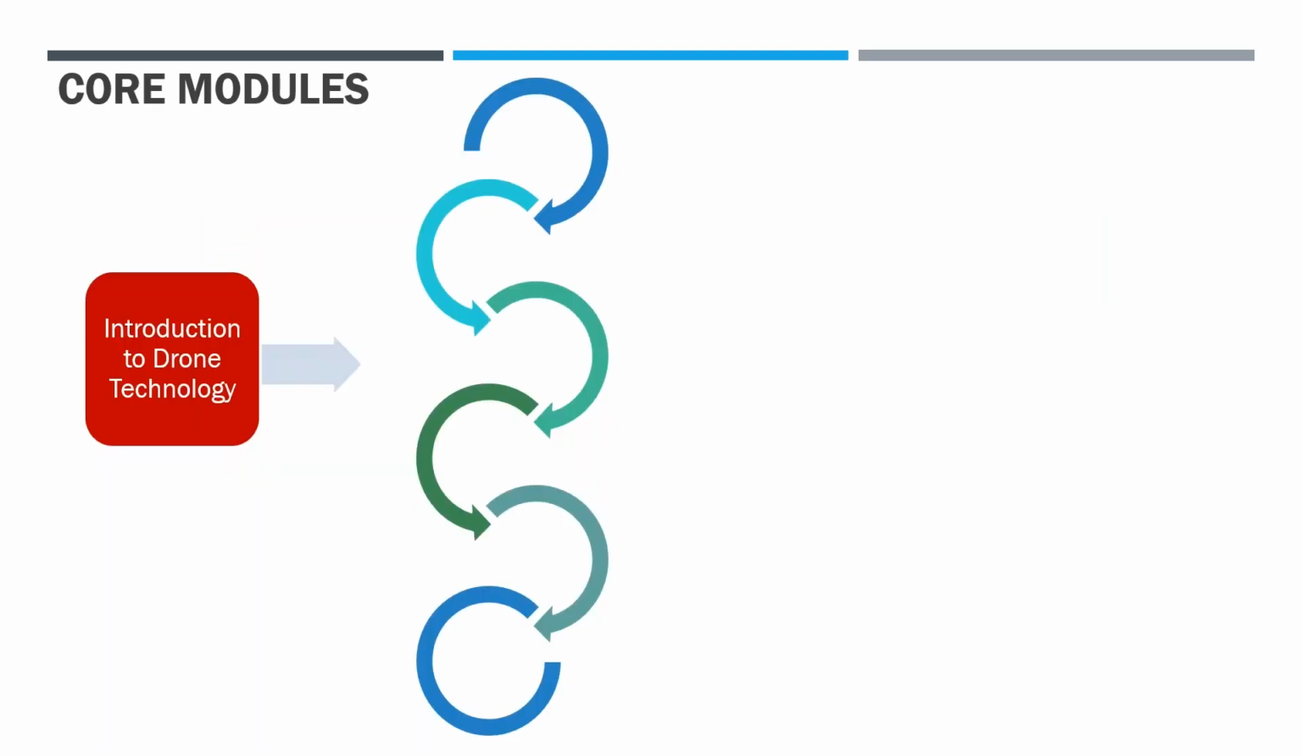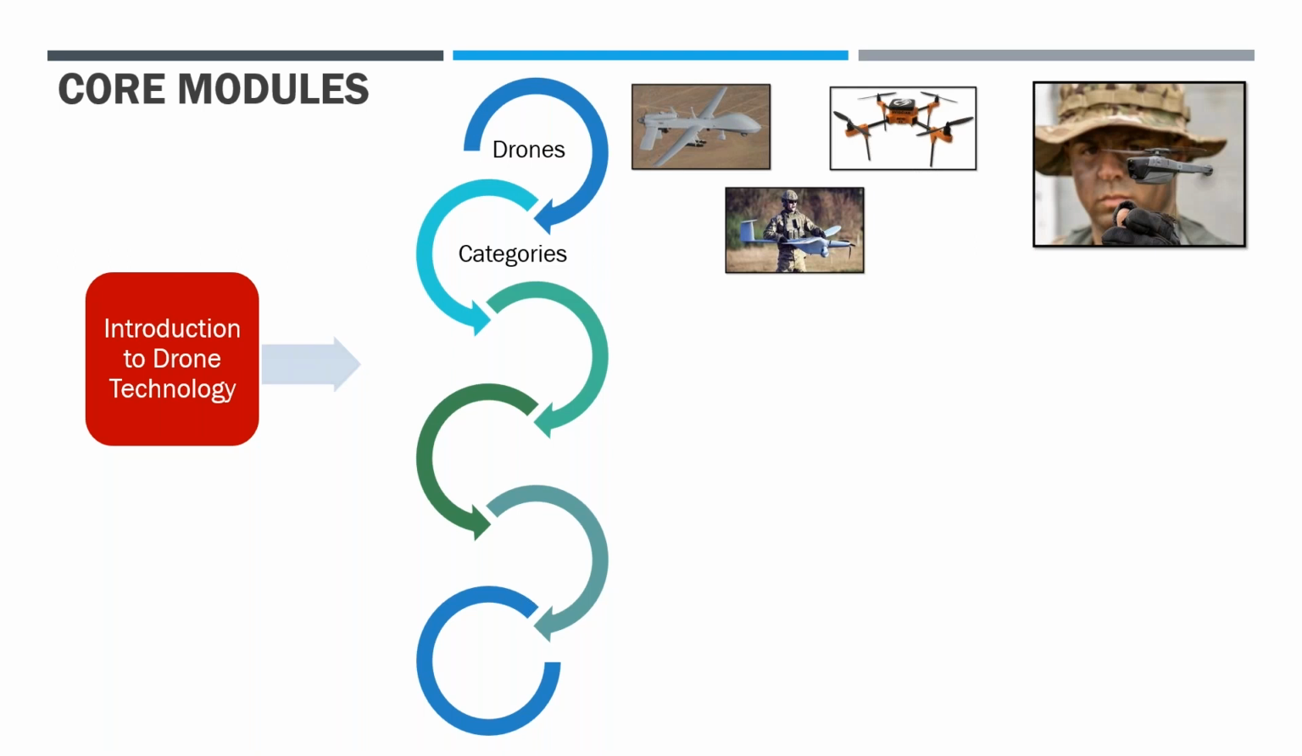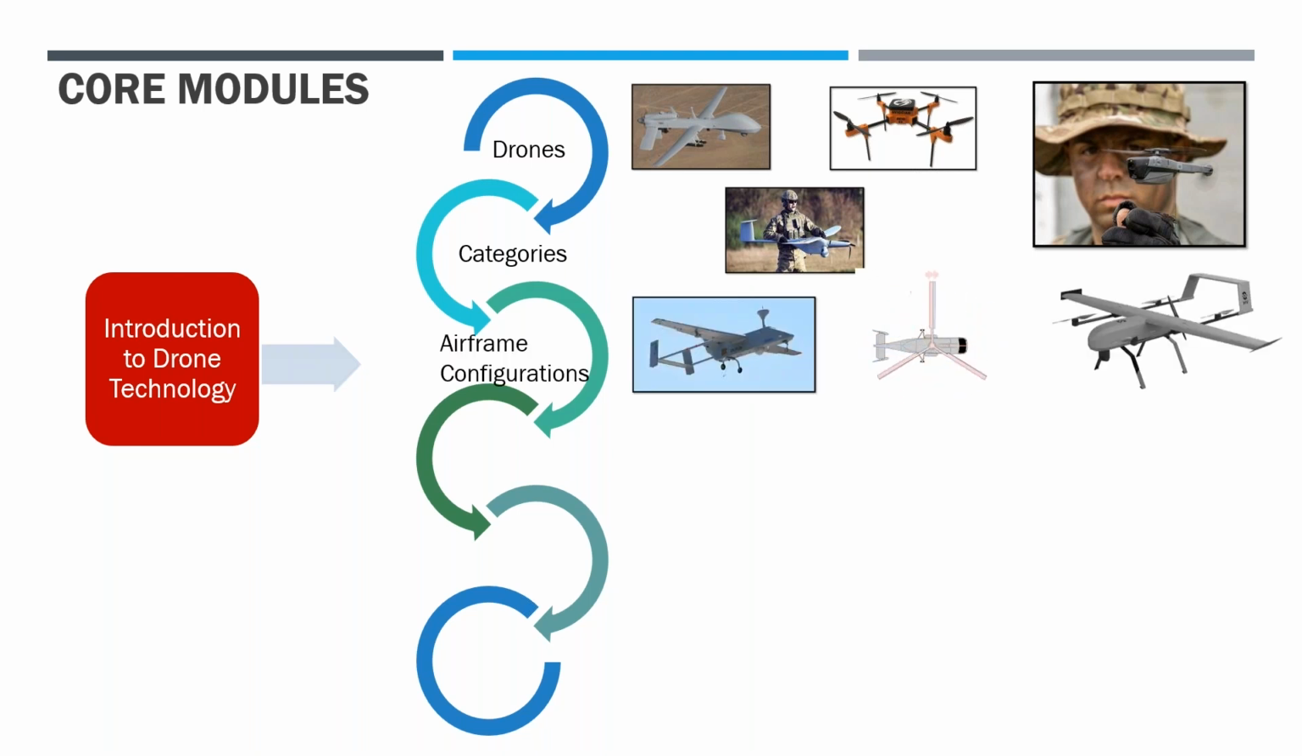Coming to the core modules, you have four core modules, starting with the first one, introduction to drone technology, where you will be learning about what drones are, and what the different categories of drones are based on weight and based on the altitude they can fly. What are the different airframe configurations, like vertical takeoff and landing, horizontal takeoff and landing, or the hybrid one, which can do both.